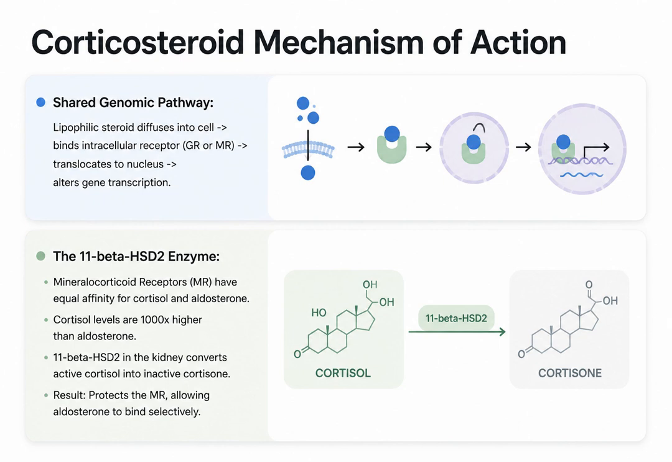But here is a fascinating problem. Mineralocorticoid receptors bind cortisol and aldosterone equally well, and we have 1,000 times more cortisol. How does aldosterone ever get a turn? The kidney has an enzyme called 11-beta-HSD2 that deactivates cortisol into cortisone, protecting the receptor and allowing aldosterone to do its job.